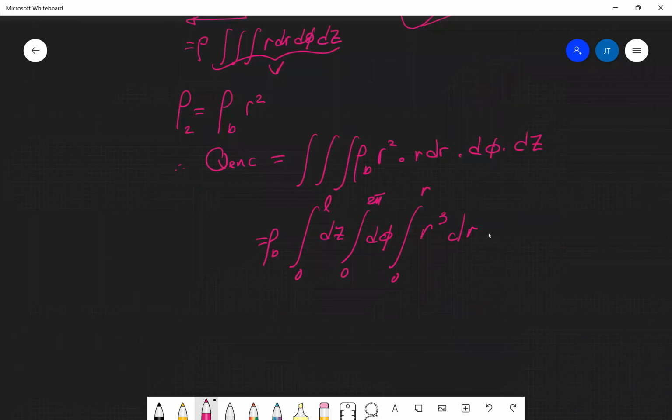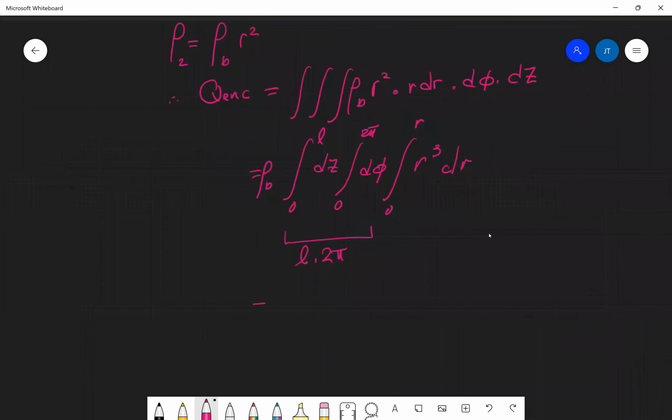Now, the first two give me L times 2 pi. And this is the only time I will show these explicitly, because the densities I gave you are all radial. They have no phi or z dependence. So every time we compute Q enclosed, we're going to separate the integrals like this, and we're always going to get 2 pi L out. So there's no need to do it. We're just going to assume that that's the case.